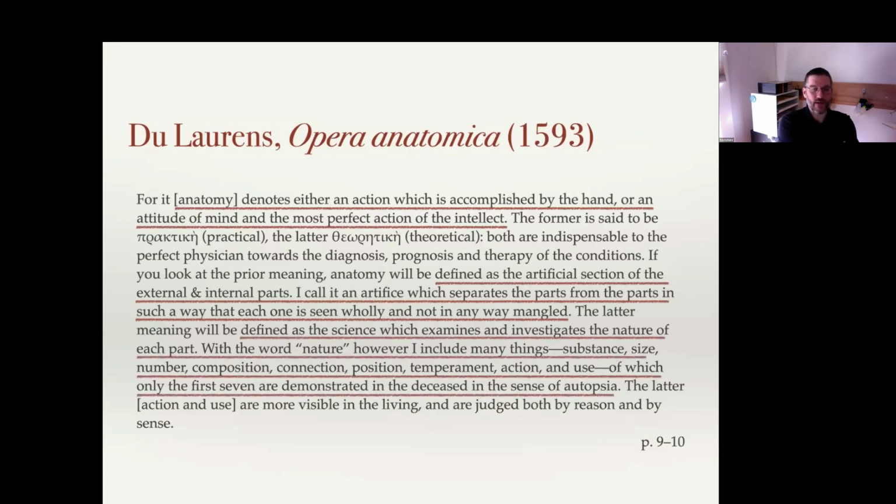The second way, anatomy as theoretical, is defined as the science which examines and investigates the nature of each part. With the word nature, however, I include many things: substance, size, number, composition, connection, position, temperament, action, and use, of which only the first 7 are demonstrated in the deceased in the sense of autopsia. And then you have to judge the rest by the visible and the living, which, again, as we saw, is difficult. So what we have here is judged by both reason and sense. So you have to involve reason here.